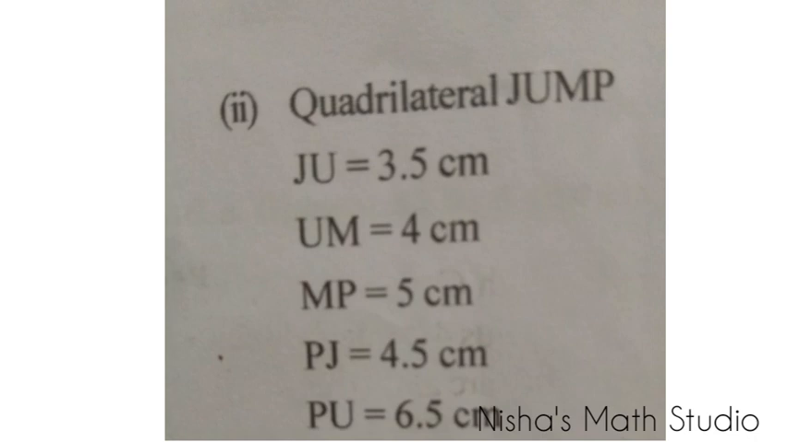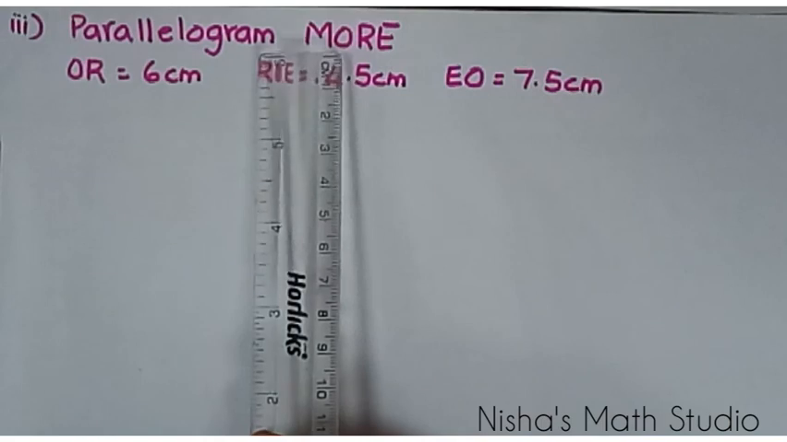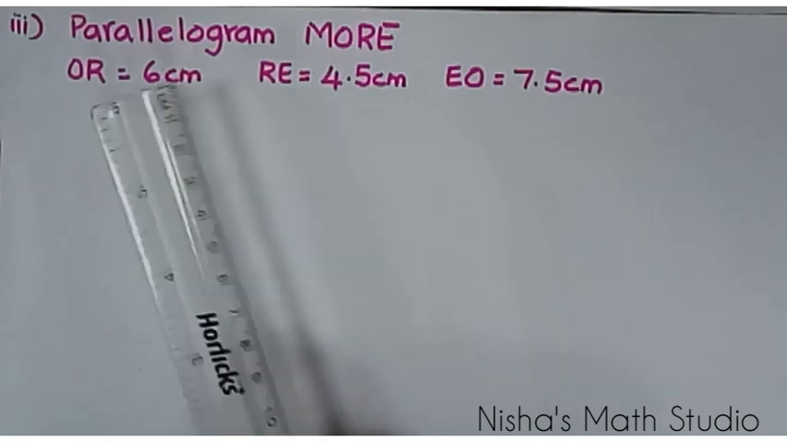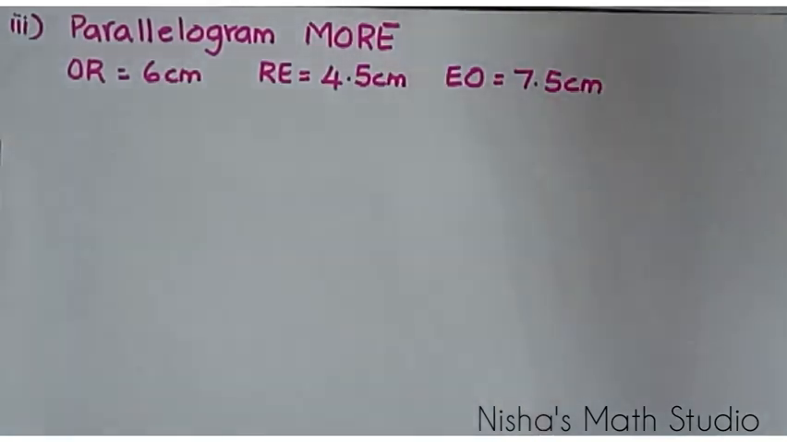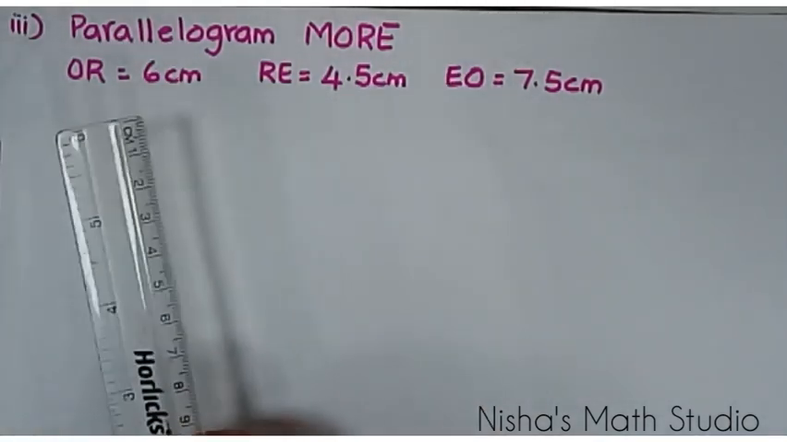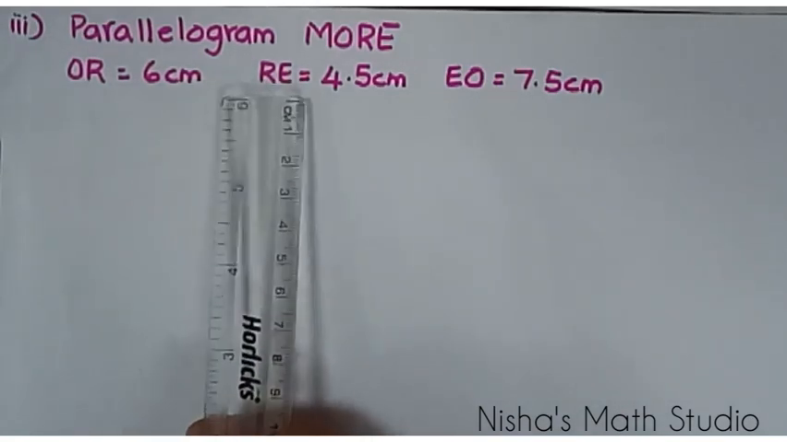The second question you can try by yourself because it's similar to the first one. 4 sides and 1 diagonal are given, but the name of the quadrilateral is JUMP. The third question is to draw a parallelogram called MORE. The measurements given are OR is equal to 6 cm, RE is equal to 4.5 cm and EO is equal to 7.5 cm. Now the case which we had seen was given 4 sides and 1 diagonal, we should draw the quadrilateral. But you might be wondering why only 2 sides are given. Is it possible for us to draw a quadrilateral with this data?